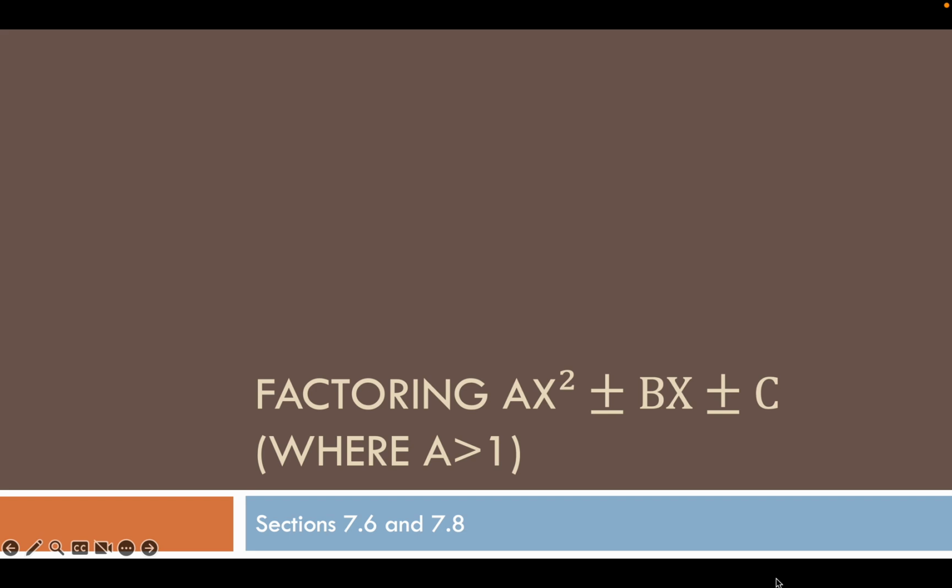So you will learn how to factor trinomials where we have a coefficient of x squared that is greater than 1. There are two methods to use when factoring these types of trinomials. This video will show you method number 1, which is using trial and error.